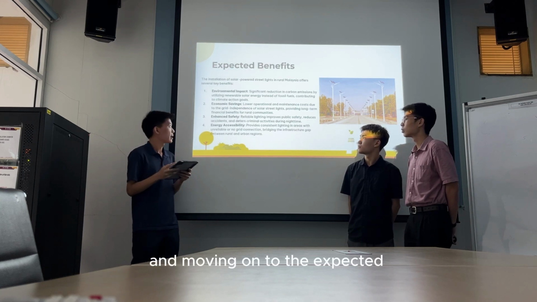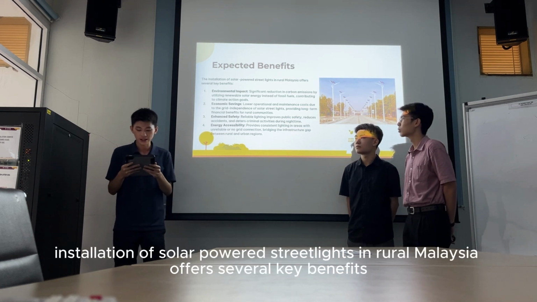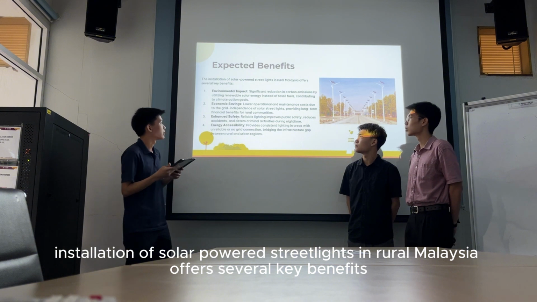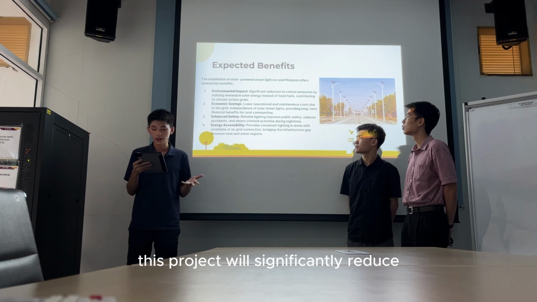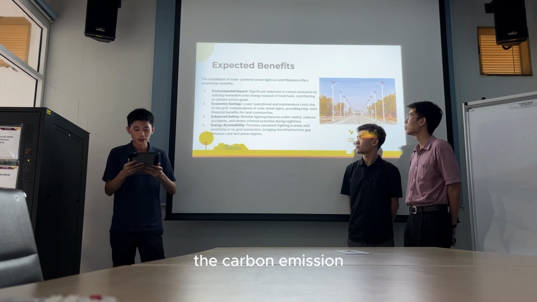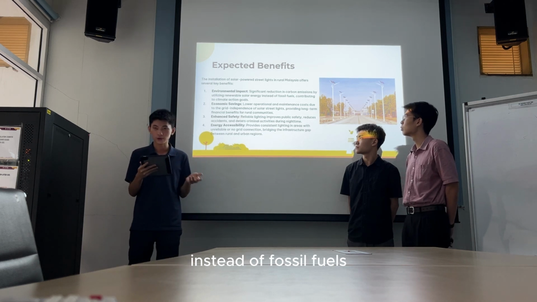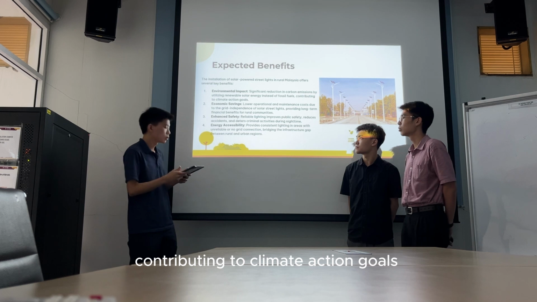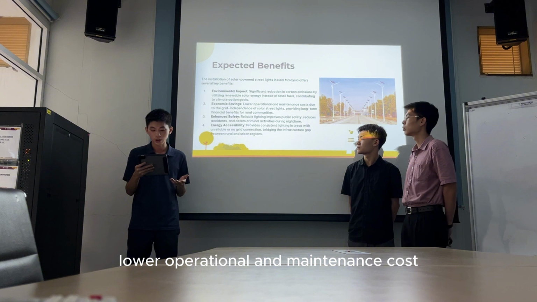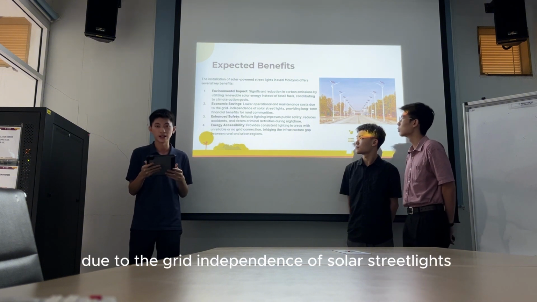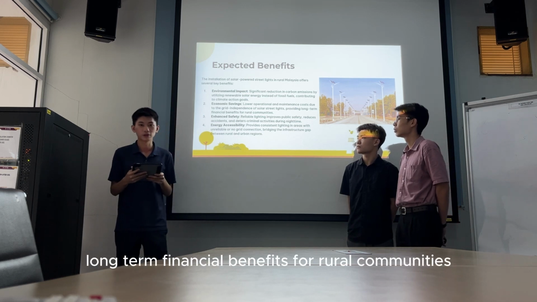And moving on to the expected benefits of our project. So the installation of solar power streetlights in rural Malaysia offers several key benefits, as you can see here. The first one is environmental impact, because this project will significantly reduce the carbon emission by utilizing renewable solar energy instead of fossil fuels, contributing to climate action goals. And the second part is economic saving, because it can lower operational and maintenance costs due to the grid independence of solar streetlights, providing long-term financial benefits for rural communities.